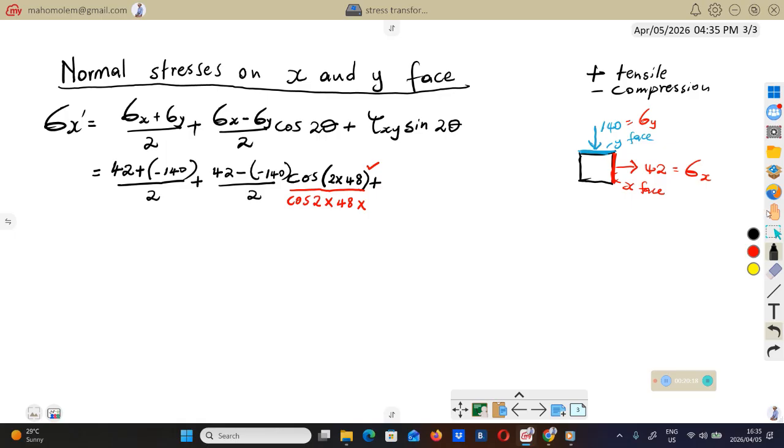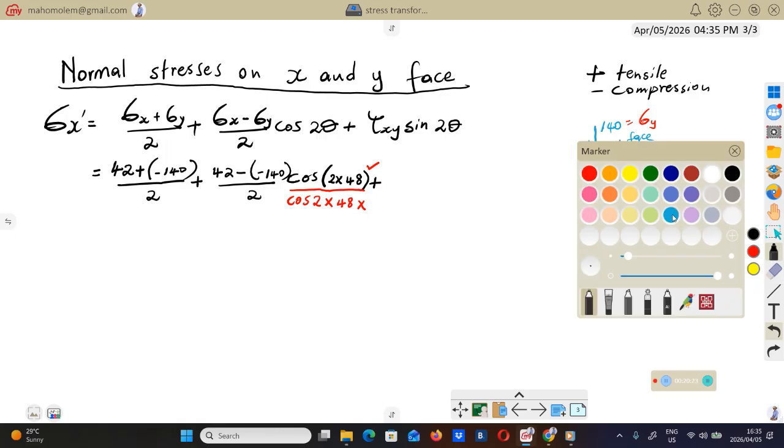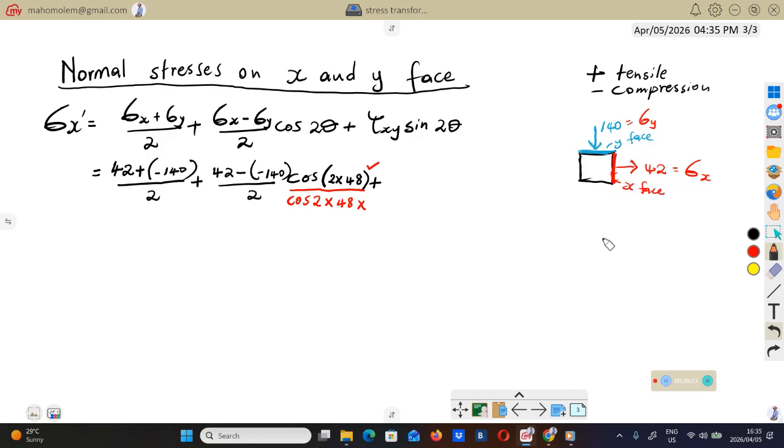Shear stress. Right, here as well, you must be very careful. So the shear stress will either be negative or positive. Let me write it somewhere. I can write it here.